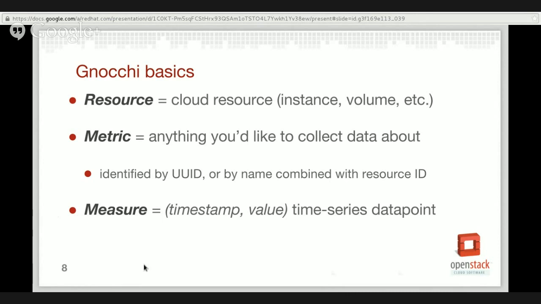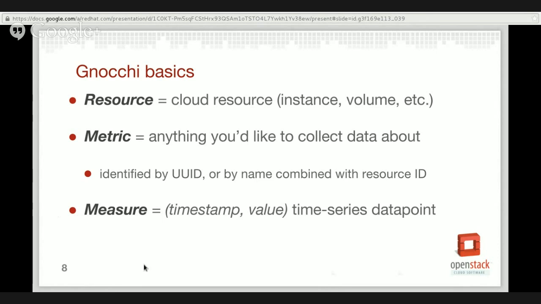So we've got a generic resource, but we've also got an instance resource and an image resource and a volume resource and all of the other things that you would expect. Then a metric basically is anything that you'd like to collect, any aspect of a resource that you'd like to collect data about. So a metric might, for example, represent some quality or something that you can measure associated with a resource for which you'll have a sequence of data points. And we refer to each of those data points as a measure.